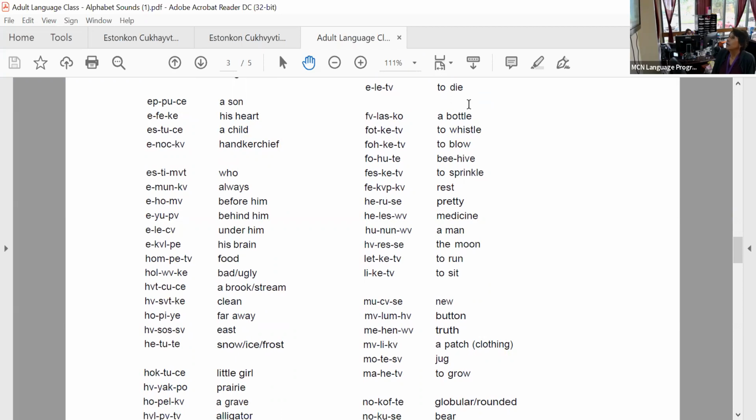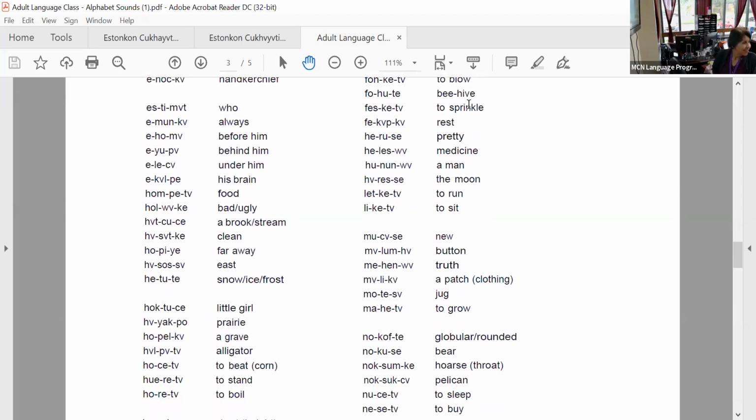Mojussi, new. Malumha, that's a button. Mahinwa, truth. Malega. This is a patch. That's like when you're patching your jeans with holes in them, which they don't do that anymore. That's cool right now. But they used to patch your pants up and they called it malega. Modisa. Jug. See, everybody says jug. And if you walked up to somebody and said modisa, they're not gonna know in this whole world, except Mvskoke people. Oh, modisa, it's a jug.